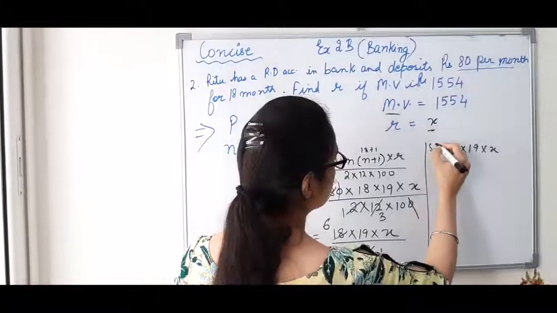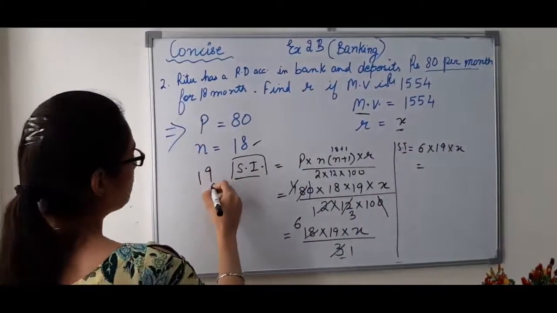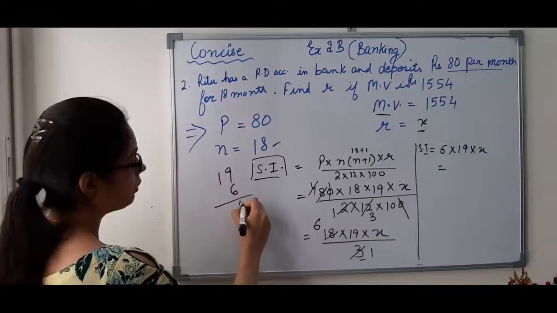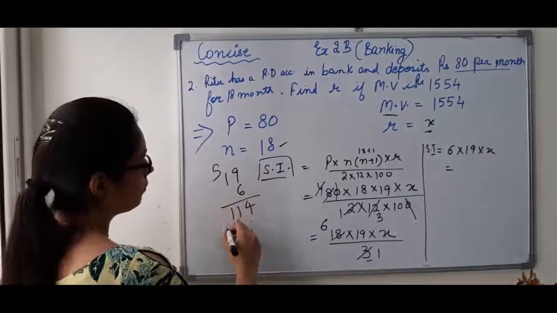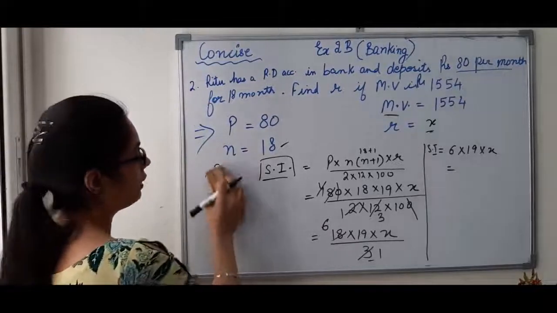So this is my simple interest. I will multiply 6 with 19. This is simple multiplication. Everyone of you can do it. So on multiplying 19 with 6, I am getting 114.